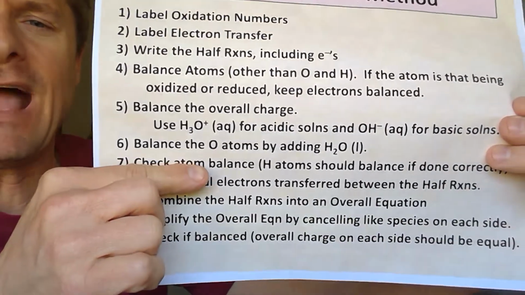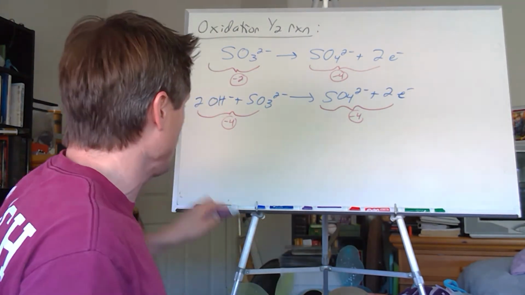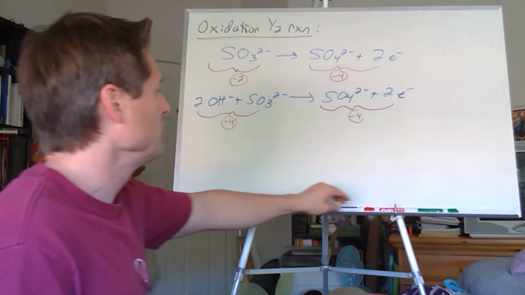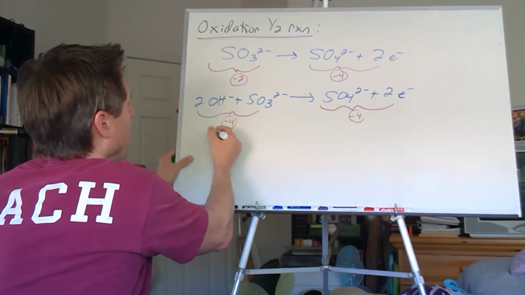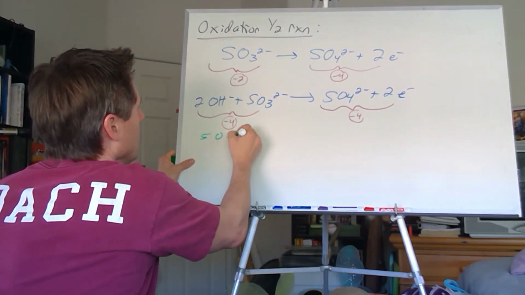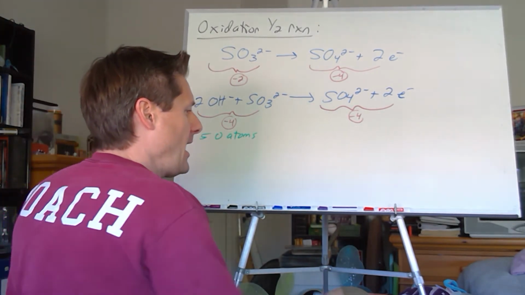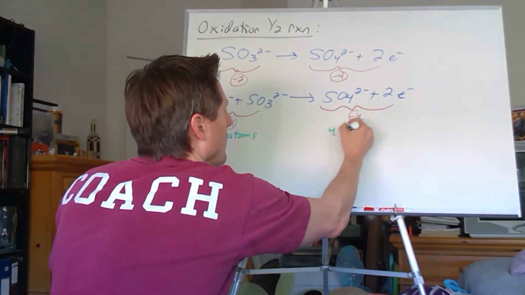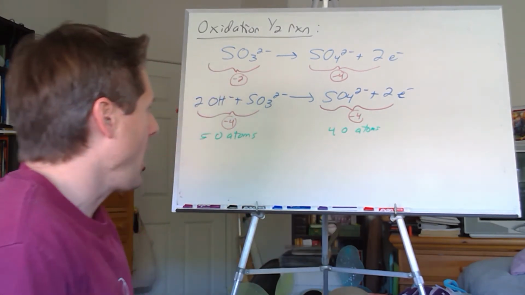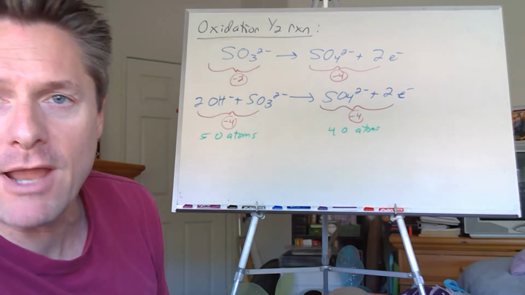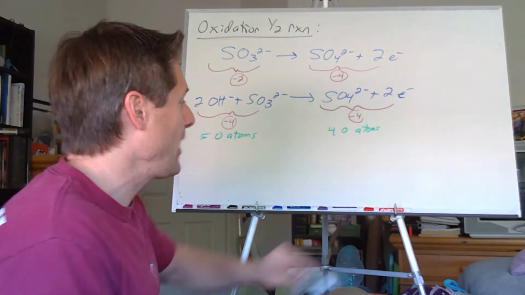Step 6, balance the oxygens using water. It's the same process over and over. After you do it enough, you won't need this anymore. Let's take a look at our oxygens. I have 1, 2, 3, 4, 5 oxygen atoms there. And I have 4 oxygen atoms there. Everybody agree? I need 1 more oxygen on this side, so I need to add a water to the right-hand side.